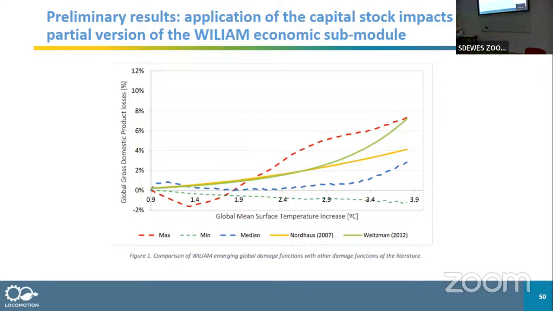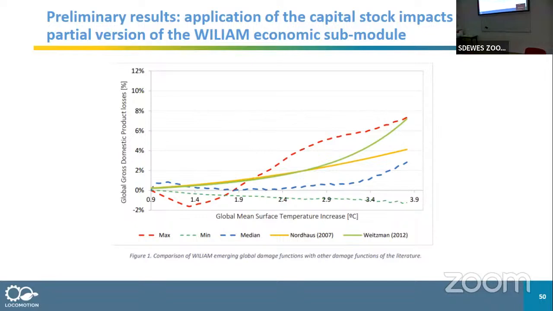discontinuous functions depending on different scenarios. The red one is with the maximum estimates. The green one is with the minimum estimates, and here we have the median. And the other, this function is the one of Nordhaus, and this one is of Wakeman. What have we observed, which is very interesting?